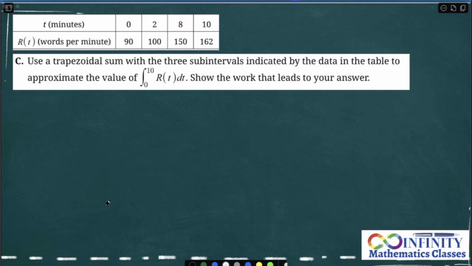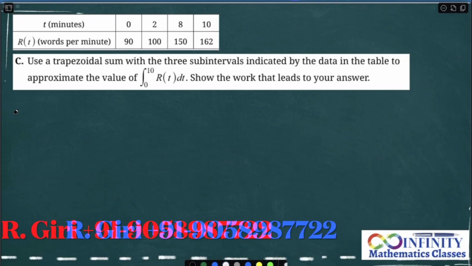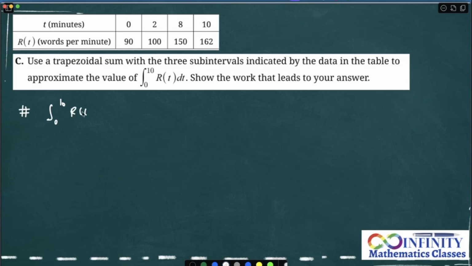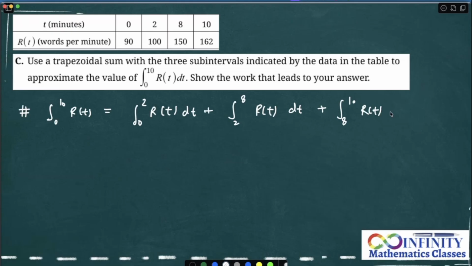Use the trapezoid sum with the three subintervals indicated by the data in the table. Approximate the integral 0 to 10 there. Okay. How should you do this? Using trapezoid rule. So using trapezoid rule, the integral from 0 to 10 of R(t) is going to be equal to the integral from 0 to 2 of R(t), you can just try to find out, plus from 2 to 8, this is the second interval given to you, R(t), and from 8 to 10, this is the third interval I will be approximating using trapezoid rule.